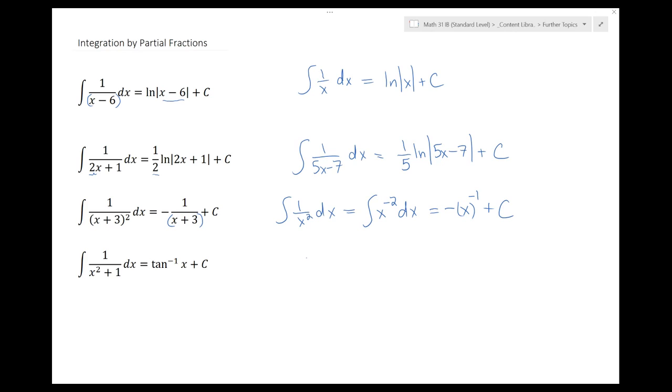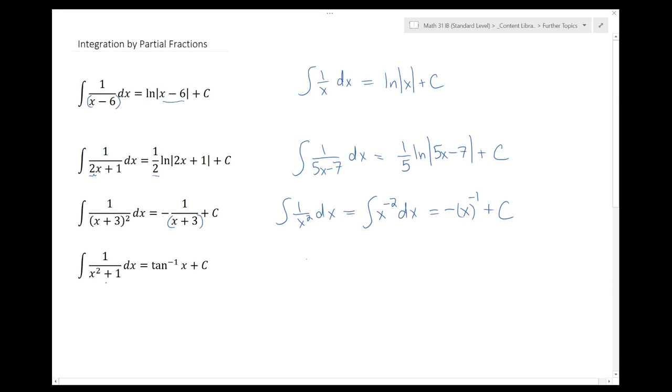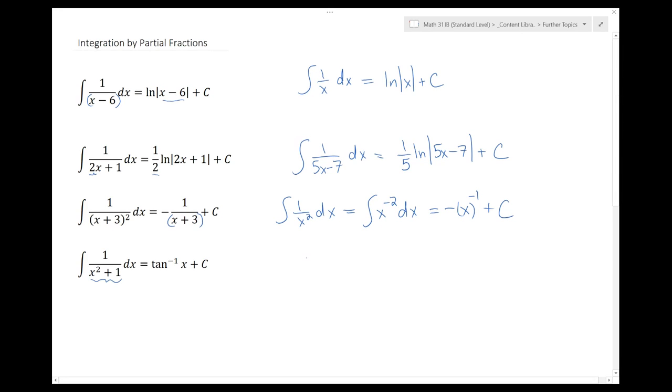And then the last one is specifically quadratics in this format. A quadratic where we have x squared plus 1 anti-derives to the arctan. Now, there are also formulas for what if I have x squared plus 5 or something like that, and that is definitely something you'll explore in university. It's beyond the scope of this course, so we will just deal with ones where we have x squared plus 1 for the time being.